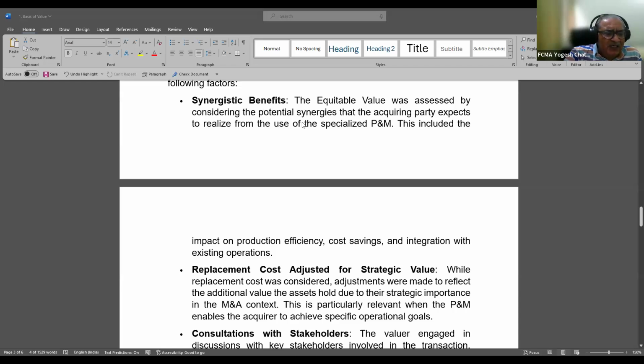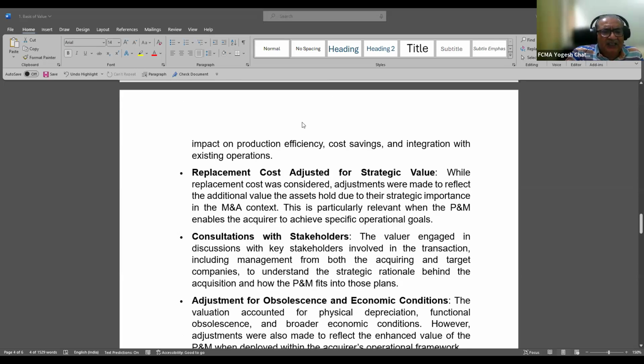That is an important consideration when we are doing valuation for mergers and acquisition transactions. Replacement cost adjusted for strategic value is very important. The cost approach is based on the fundamental economic principle of the theory of substitution. Substitution involves finding out the replacement price or reproduction price or reconstruction price, whatever name you may call that.